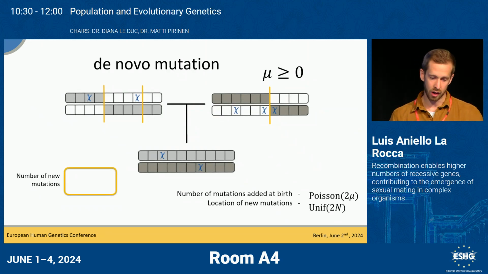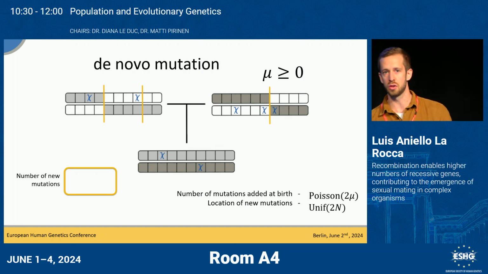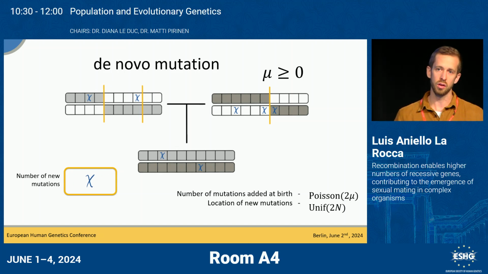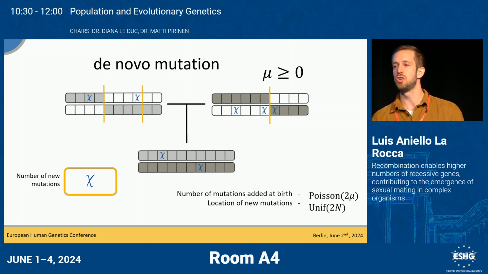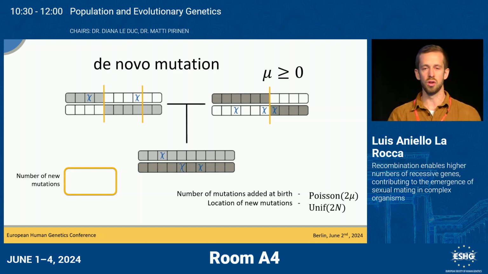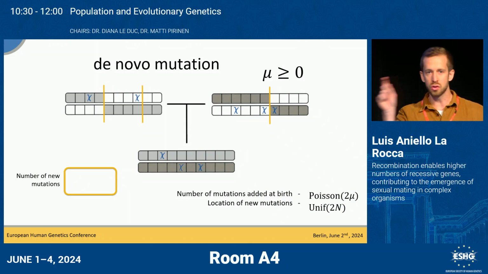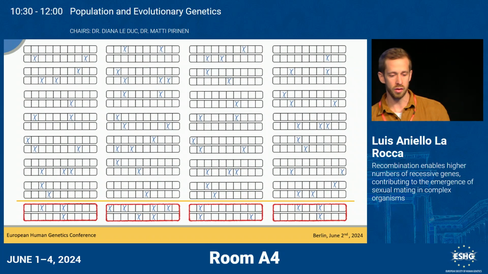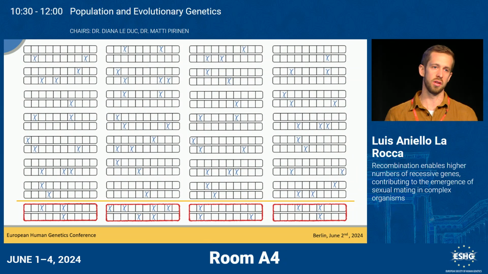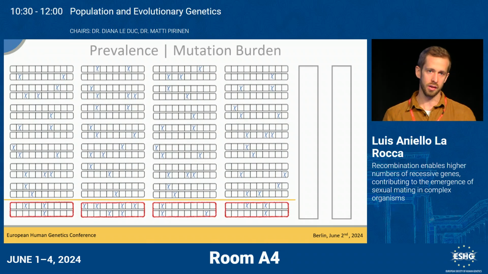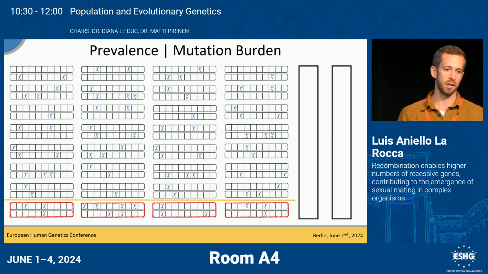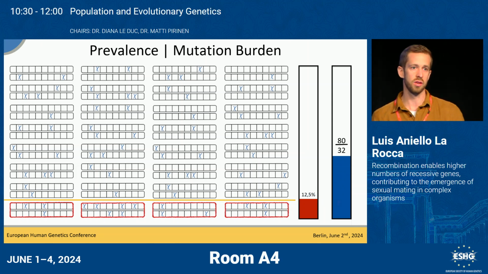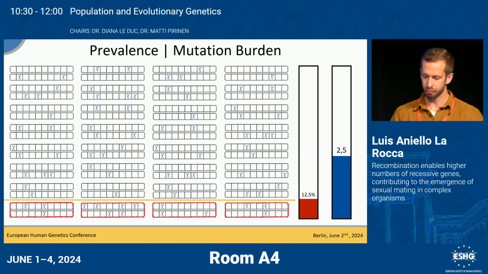The second mechanism is the addition of new deleterious mutations. Therefore, we first sample a Poisson random variable with parameter 2 mu, where mu is the genome-wide mutation rate, and then choose a location uniformly at random across all the 2n possible locations. To analyze the stability of this model, we look mainly at two statistics. First is the prevalence, which is the fraction of affected individuals in the population. And second is the mutation burden, which is the average number of mutations per individual.